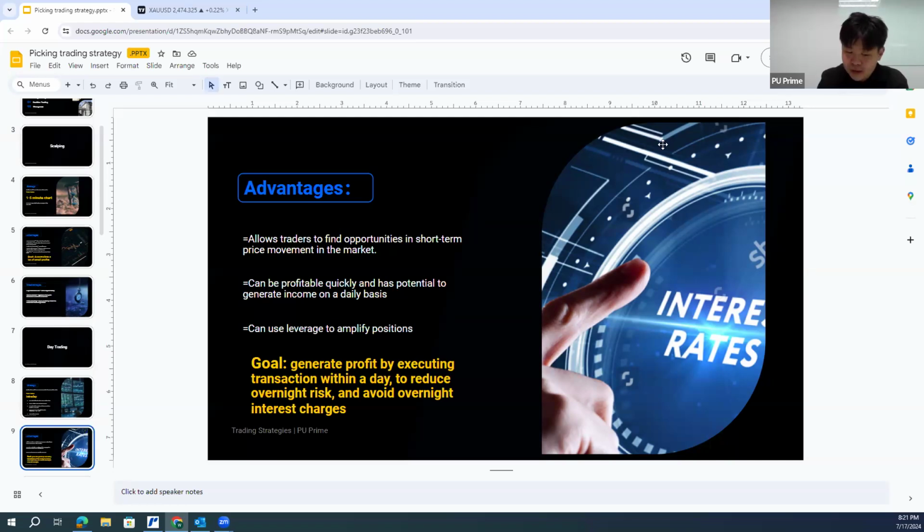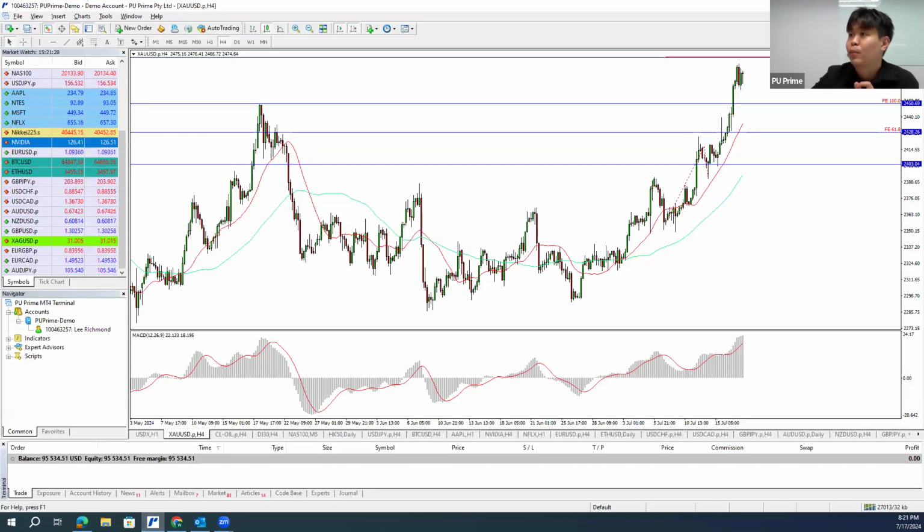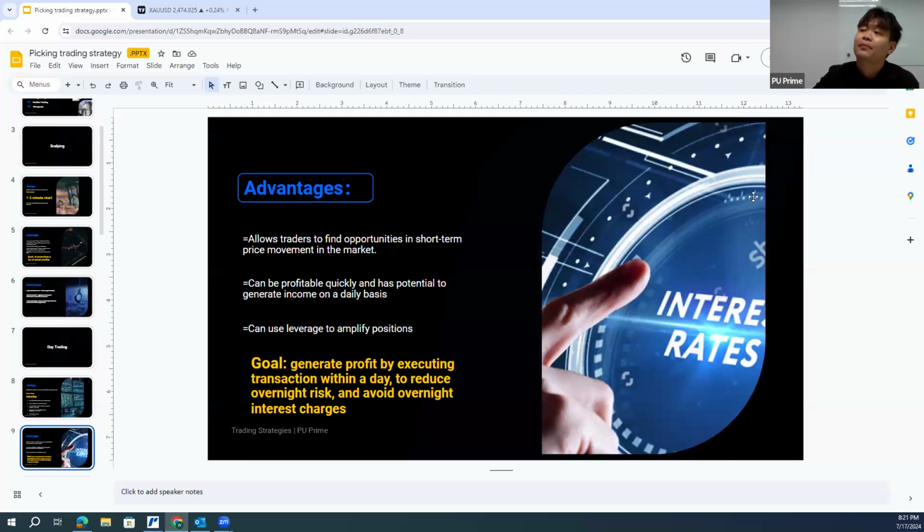All right, so I assume if you are not a full-time trader, but maybe you are a part-time trader, an intraday trading strategy is recommended. You just wake up in the morning, focus on the news, look at what's going on in the market. Then you just focus on support and resistance levels and you start to do your trades. So part-time traders can consider it.